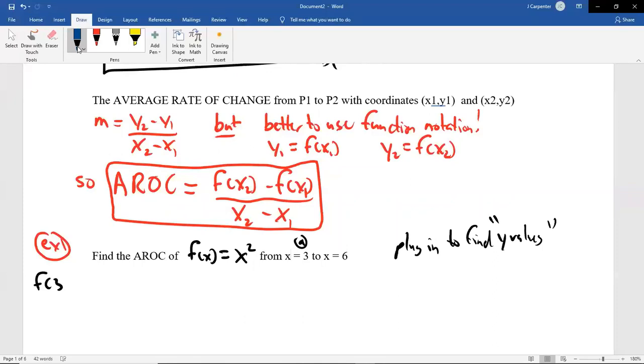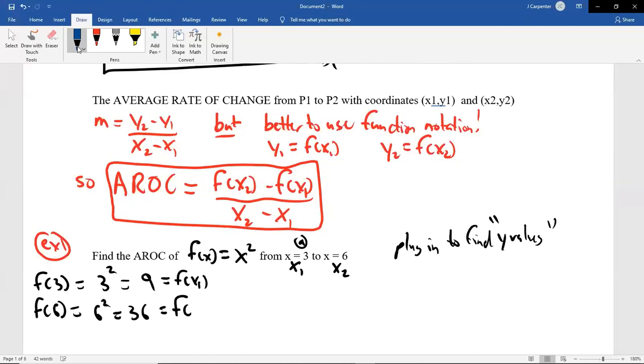So f of 3, that would be 3 squared, which is 9. That is our y1 or f of x1. Because 3, we're going to call that the x1, 6, we'll call that the x2. So when we plug in 3, we get a 9, that's the function value, that's the output. Similarly, if we do f of 6, we'll get 6 squared, which is 36. That is our second output.